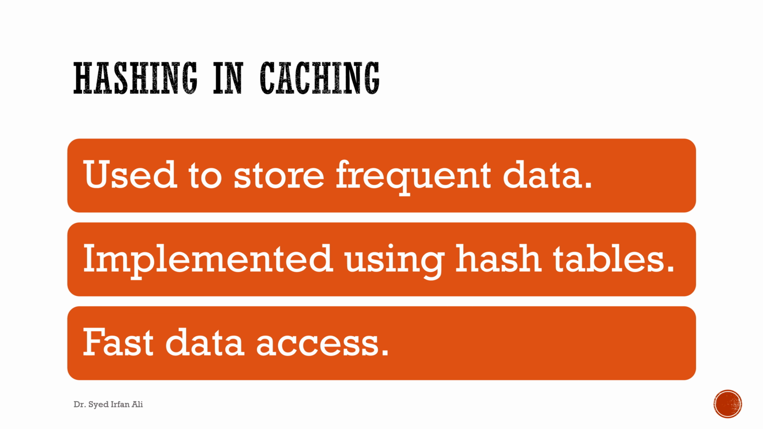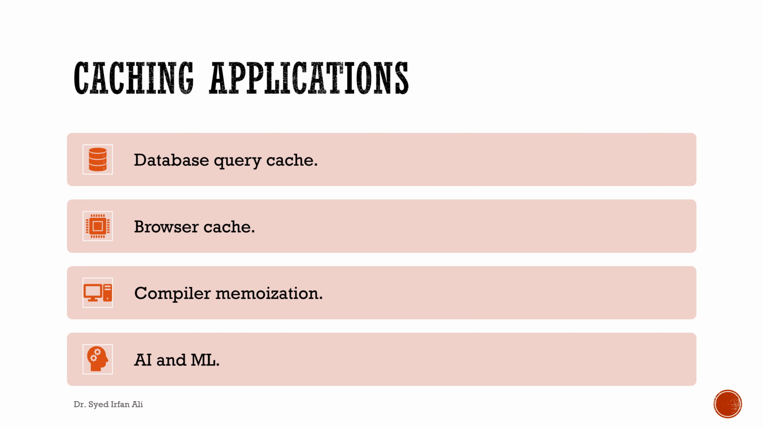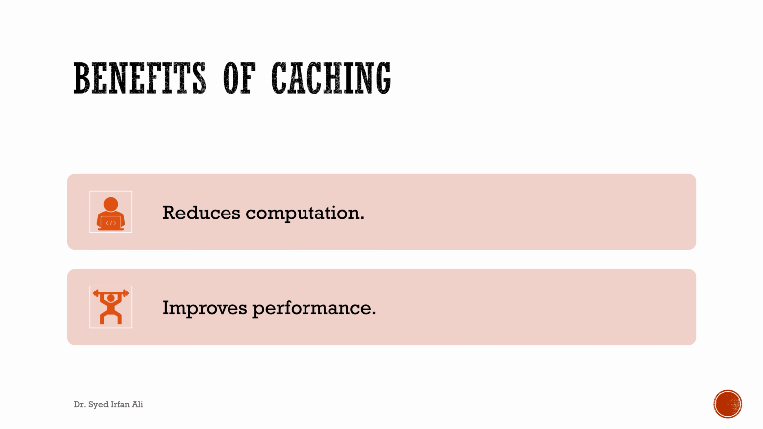Hashing is widely used in caching systems. Caching stores frequently accessed data for faster access. Hash tables are ideal for implementing caches. Hash-based caching is used in database query caching, web browser cache, compilers for memoization, and even in AI and machine learning intermediate results. Caching reduces computation time. It improves overall system performance. That is why hashing is very important in modern systems.